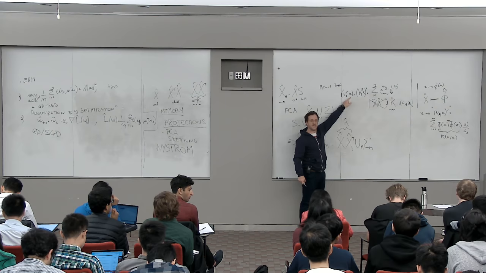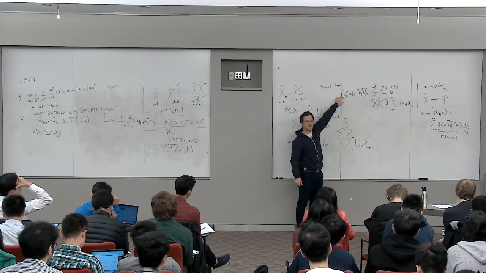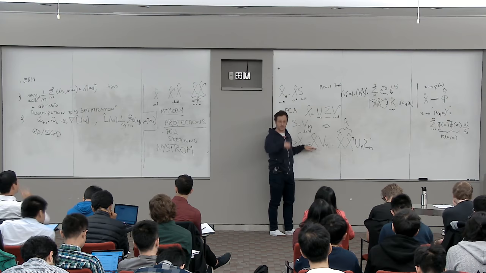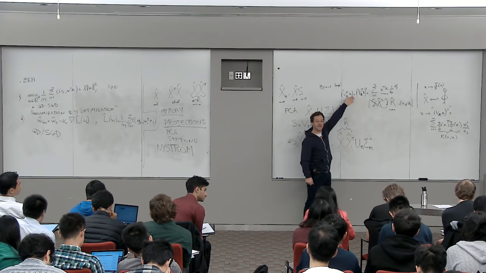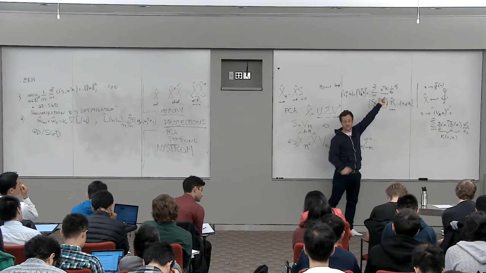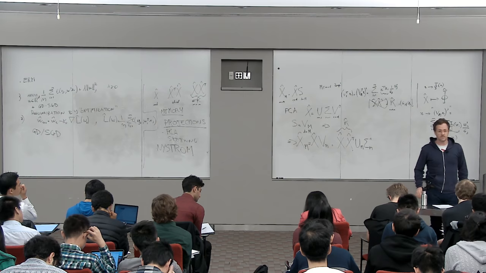I already did it. So he's asking how do you project a new point? And here it is. This is a new point, not a point in the training set. This equation we wrote down here was for the training set, but it just holds for any point. So you can apply this for any point. And here you will just have the kernel between the new point and the points in the training set, as you just said. So far, so good?